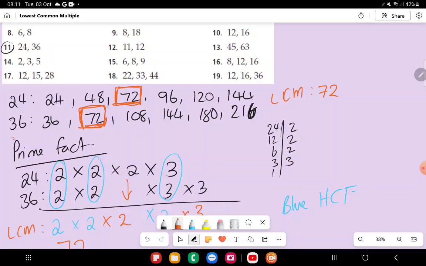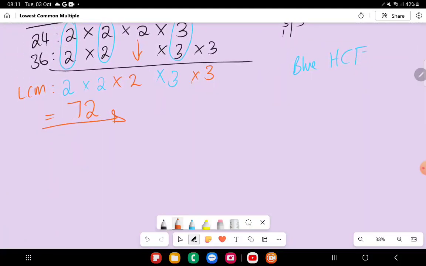Let's do question 12, the numbers 11 and 12. So the factors for 11 and the factors for 12. 11 is 1 times 11. Factors of 11, 1 times 11. 1 is not a prime number, so I don't write it down, but I write down the 11. The factors for 12, I'm not going to write under the 11, right? I'm going to write it separate. 2 times 2 gives me 4, times 3 gives me 12.